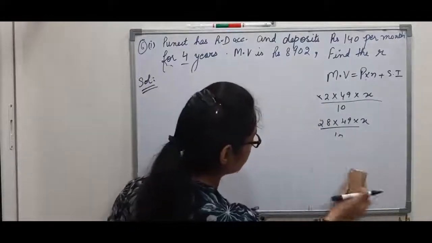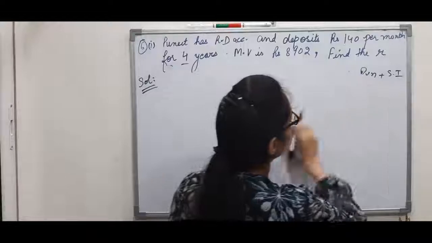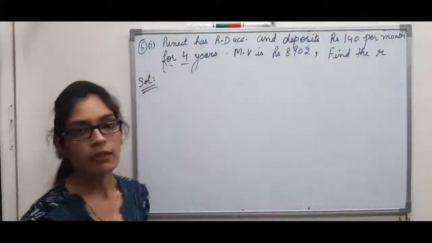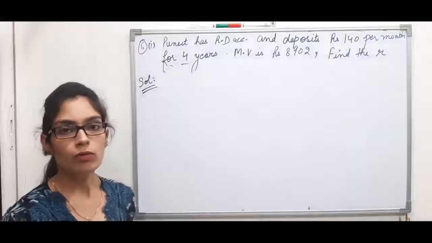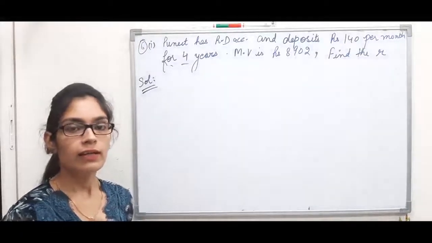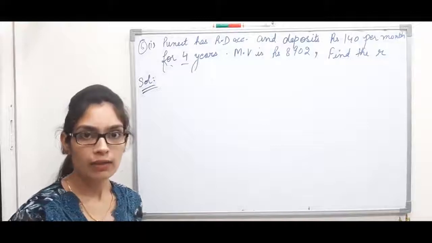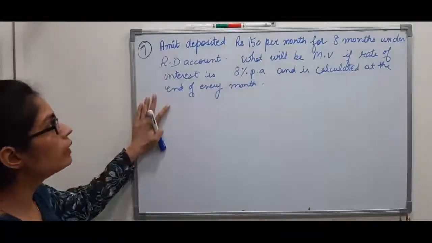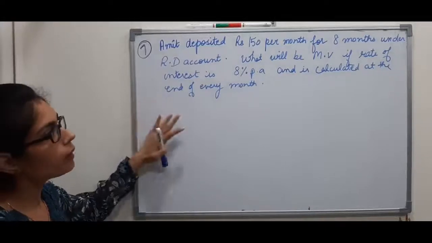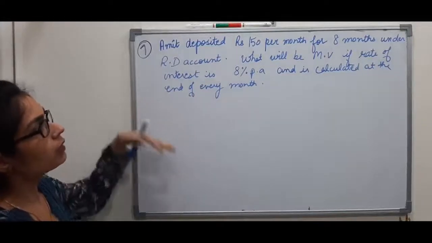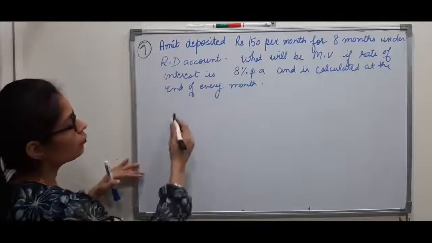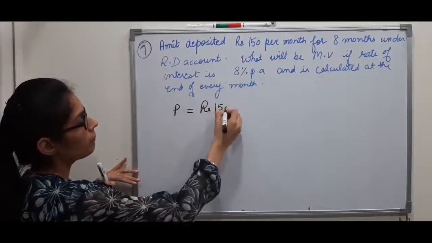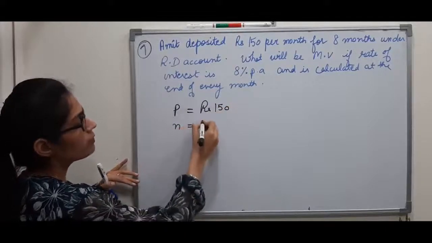Now let's try the seventh question and see what we have to do. Until now we have seen we have to use only two formulas whether any of the terms are given to us. Seventh question is, Anil deposited rupees 150 per month for 8 months. This first line is giving me information about my P, which is rupees 150, and N, which is 8 months.